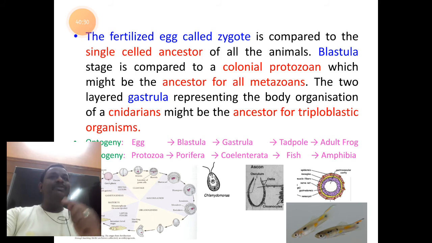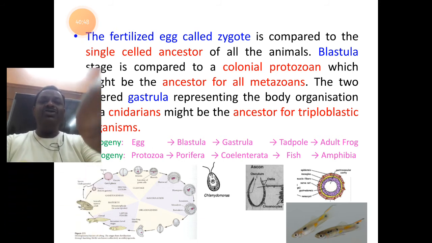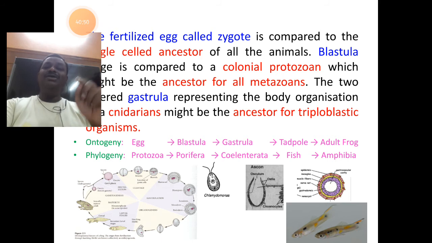The next stage to blastula is the gastrula stage, where we find diploblastic and triploblastic condition. So gastrula is considered as the ancestor form of diploblastic and triploblastic organisms. That's what you find in the picture down. So you find ontogeny repeats the phylogeny. An example is given here. Ontogeny, where you find developmental stages. One is the zygote stage, the second is blastula, third is gastrula, fourth is tadpole, fifth is adult frog.